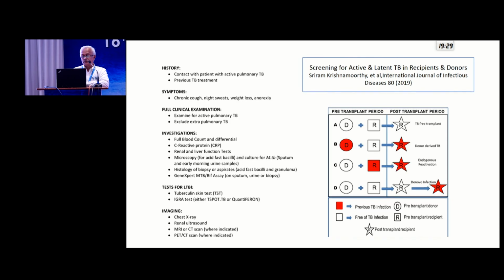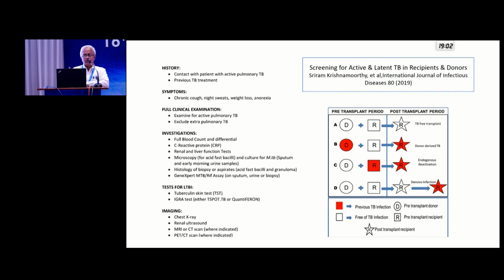This is what will happen if there is tuberculosis, either clinically manifested and treated partially or completely, or LTBI in either the recipient or the donor. What will happen in different combinations? Panel A is donor and recipient with no tuberculosis infection. The entire post-transplant period may just go on smoothly without any complication.